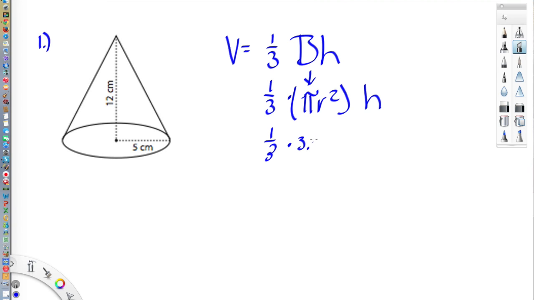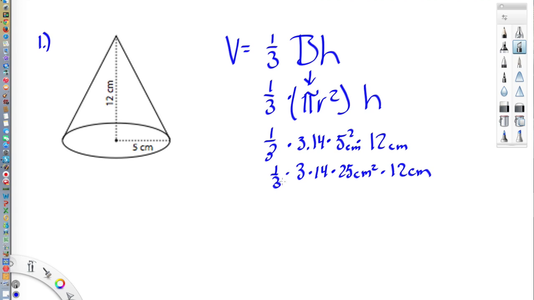Pi is approximately 3.14. My radius is 5, so I'm going to have to square that, and then I multiply that times the height of my cone, which is 12. Let's get our centimeters in there. So I'm going to take 3.14 times 25 centimeters squared times 12 centimeters, and don't forget about the 1/3.